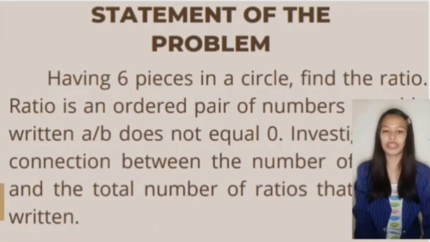So, for our statement of the problem: having 6 pieces in a circle, find the ratio. A ratio is an ordered pair of numbers A and B, written A over B, where B does not equal 0. Investigate the connection between the number of chords and the total number of ratios that can be written.